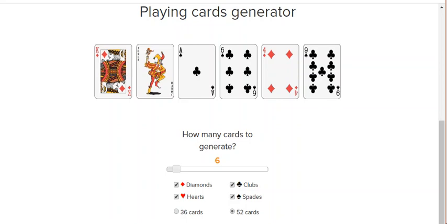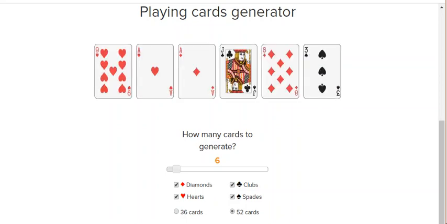Unfortunately, we got the joker in the first one, and we don't consider the joker, so I'm going to regenerate to see what I get. Okay, here we go. This is the 6-card hand that I have been dealt. Imagine this is you, sitting there playing a game of cards, and you just got this 6-card hand dealt to you.